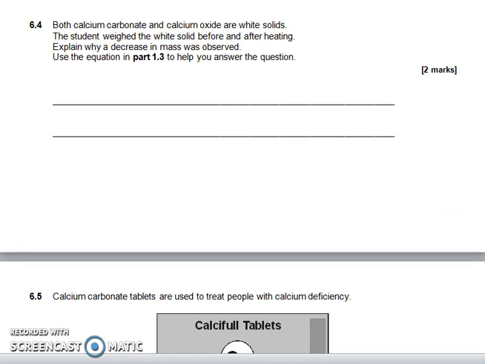explain why the mass decrease was observed. Just a quick reminder that in the test while Chardonnay was making her lovely remarks which entertained us all, it says 1.3 would actually mean 6.3.